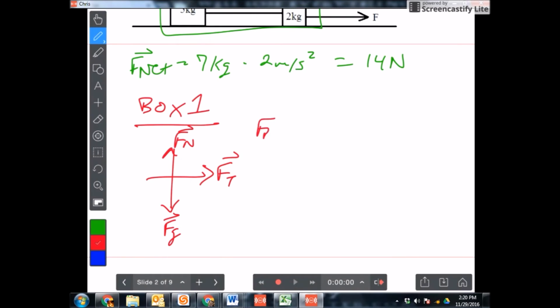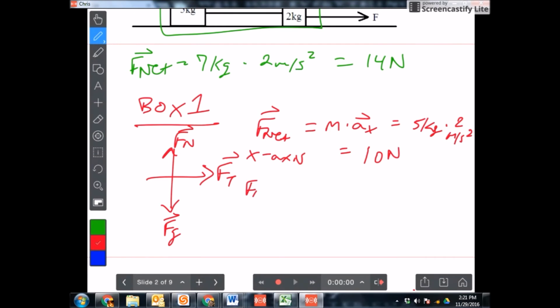So I'm going to say my F net in the x-axis is equal to what? Okay, there we go. Mass times acceleration in the x-axis. So I'm going to say 5 kilograms times, what's the acceleration here? Thank you, Brady. 2 meters per second squared equals what? 10 newtons. Very good.